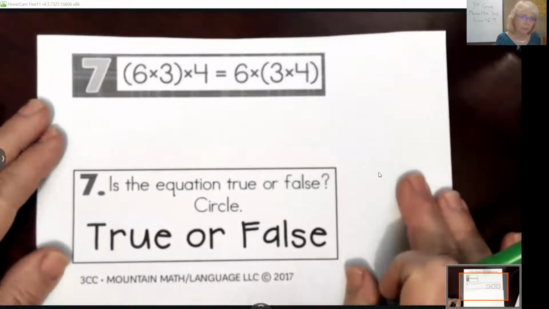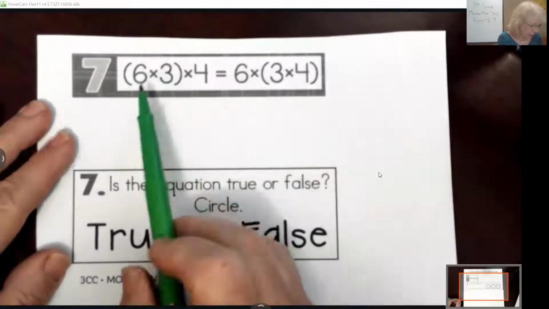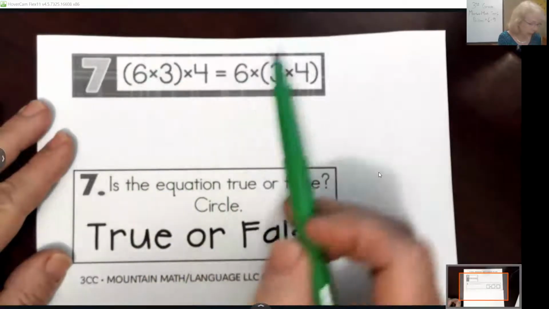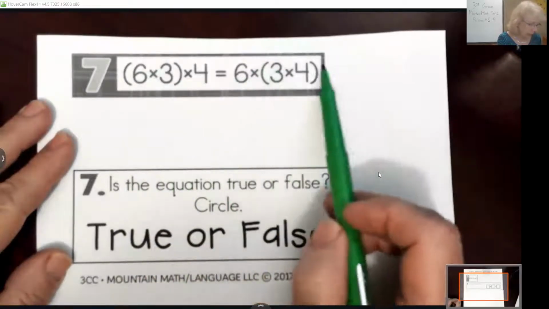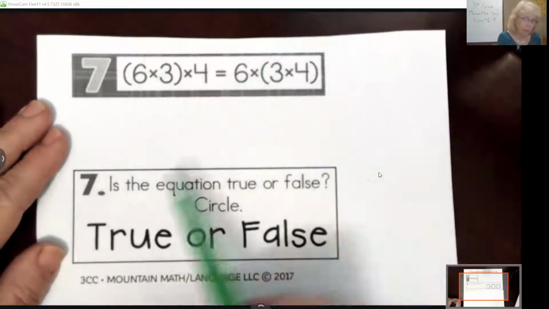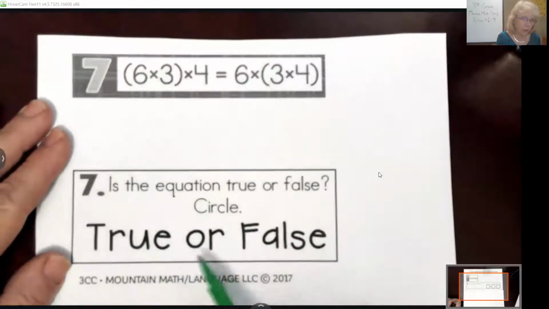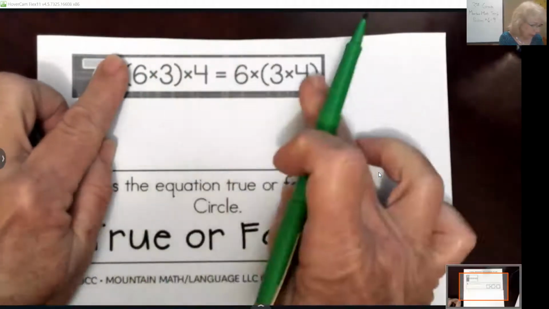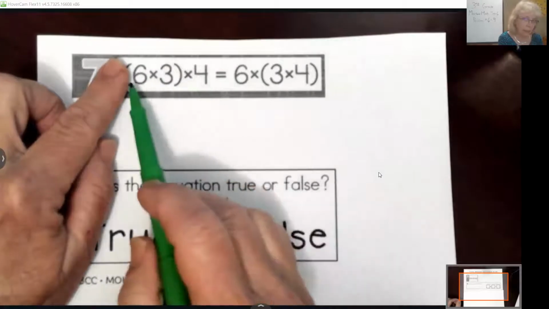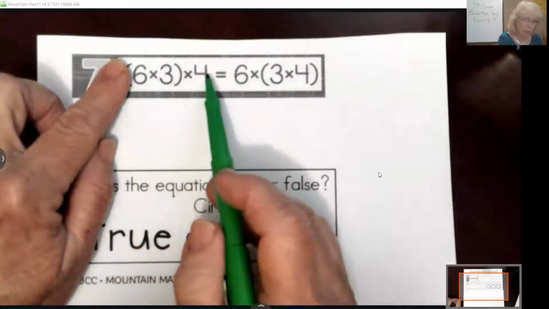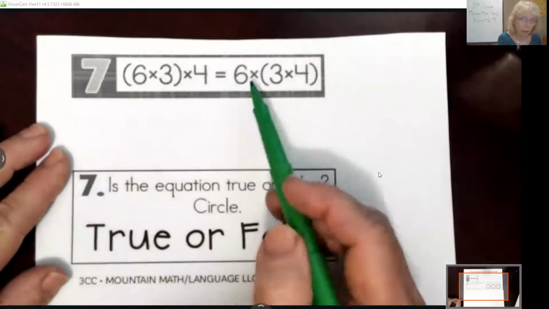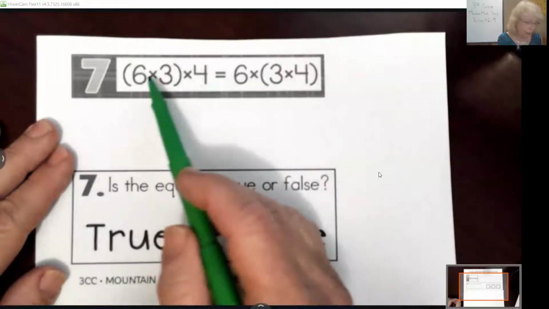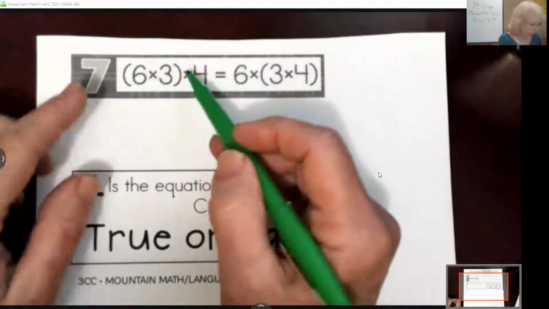Okay, here we go. They give us this equation in parentheses, 6 times 3 times 4 equals 6 times, in parentheses, 3 times 4. Is the equation true or false? Circle true or false. Notice that if I take away the parentheses, I have the same 3 numbers listed here, all with multiplication. So when we have all multiplication, we can multiply in different order. This is called the associative property.